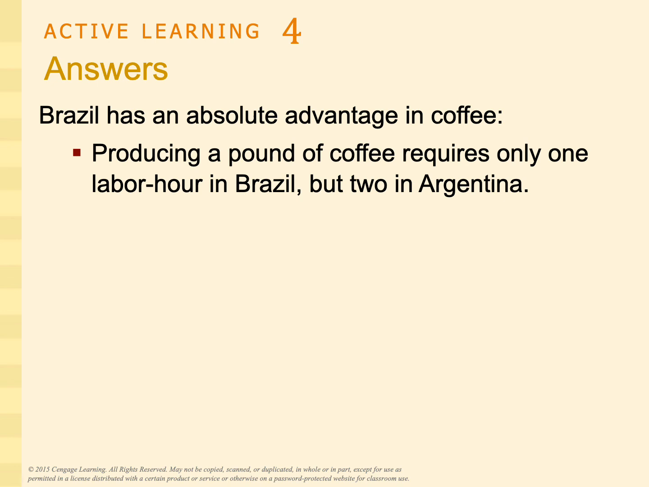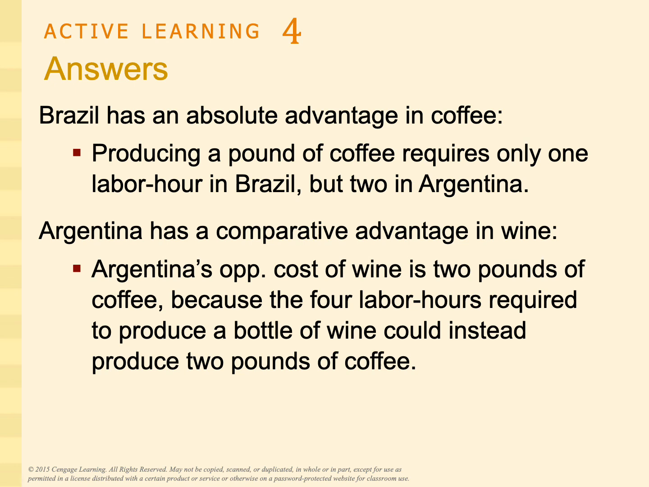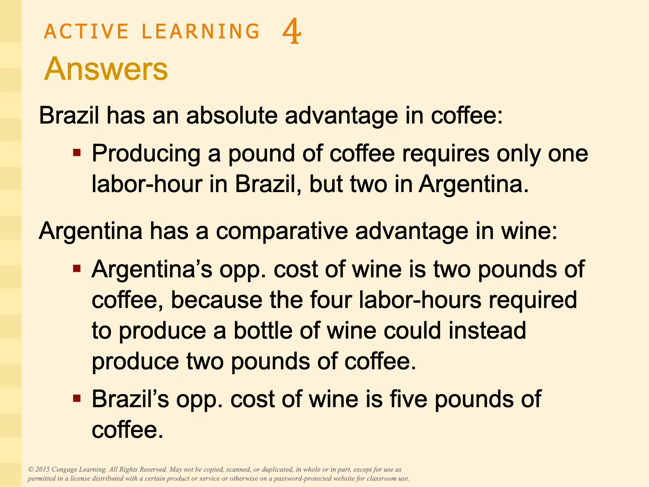So for Argentina, they have the comparative advantage in wine, and that's because Argentina's opportunity cost of wine is 2 pounds of coffee, whereas the opportunity cost for Brazil is, I'm sorry, 5 pounds of coffee, not 4, 5 pounds. So Argentina has a lower opportunity cost of producing wine than does Brazil. But still bigger, right? So if you're having trouble understanding why this is the case, feel free to text me or email me and I'll try to clarify these things. And we'll probably go over this in class too next time we meet.